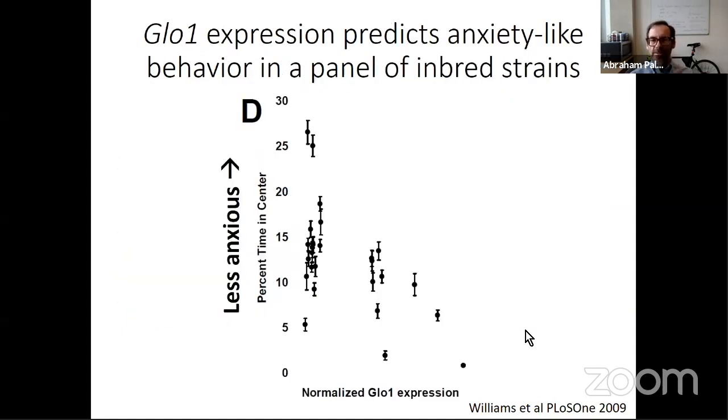Furthermore, when we looked at additional data where a number of different inbred strains had been characterized for their anxiety-like behavior, the amount of time they spent in the center of an open field, which I won't explain, but is widely viewed as a measure of anxiety-like behavior in animals, and we plotted that against normalized GLO1 expression in those same inbred strains, we saw a strong relationship where more GLO1 expression appeared to be associated with more anxious behavior in animals.